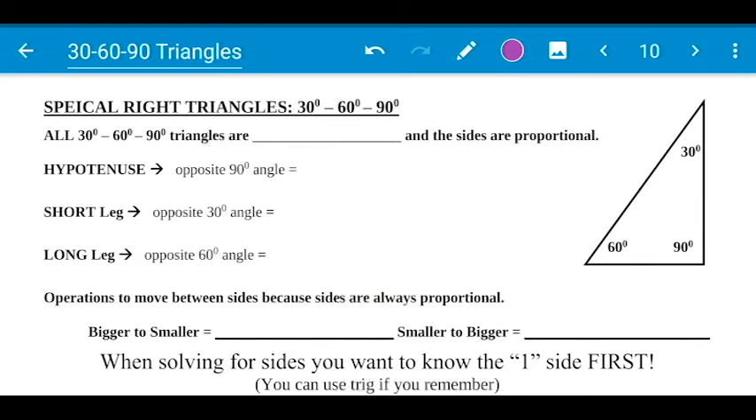Hello everyone. Today we're covering special right triangles, also known as 30, 60, 90 degree triangles. These are really special and kind of easy to work with because all of the triangles are similar in the way that the sides are proportional. So if you can calculate one of the sides and it's a 30, 60, 90 triangle, that means you can find all of the other sides without knowing any of the other lengths.